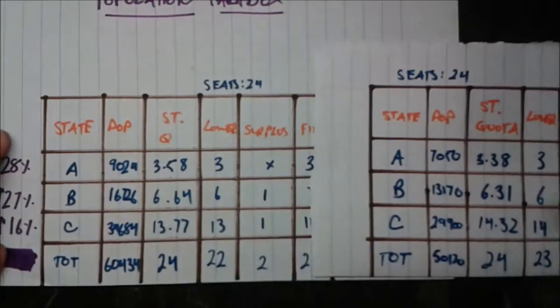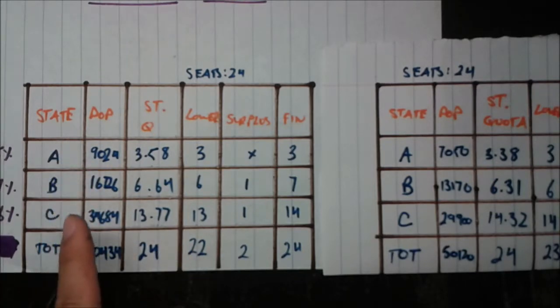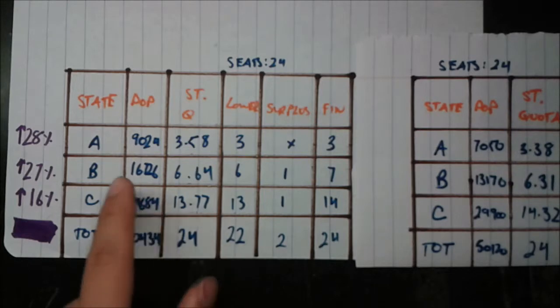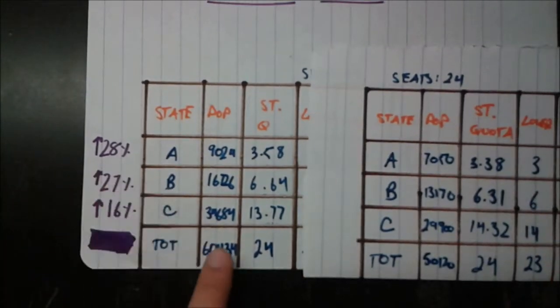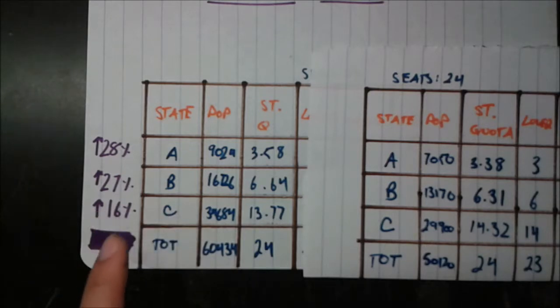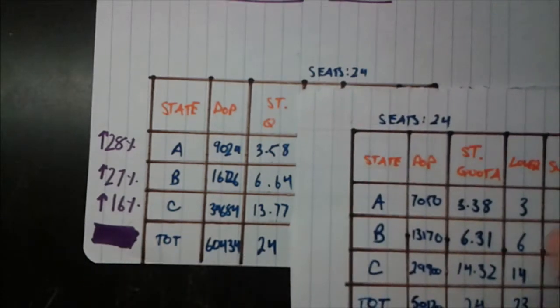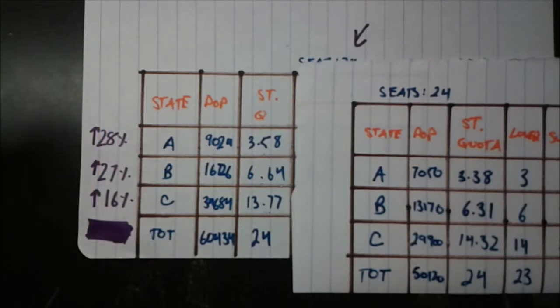Now let's look at a new table, and let's look at them side by side, in fact. So we have the same states, A, B, C, and let's pretend after the course of a year, 2 years, however much time, their populations increased. So A's population increased by 28%, B's increased by 27%, and C's increased by 16%. So obviously now the population is higher. We're going to have to recalculate some things. So the number of seats has stayed the same. It's still 24.